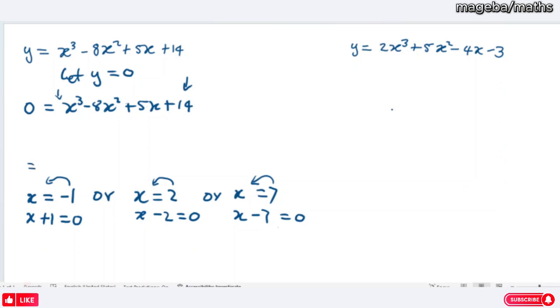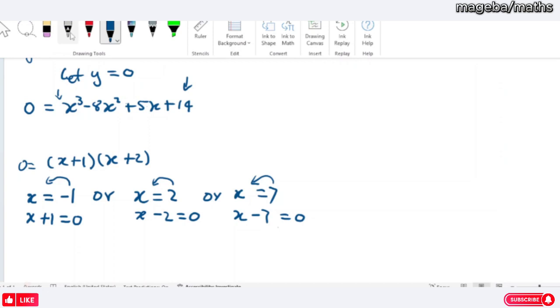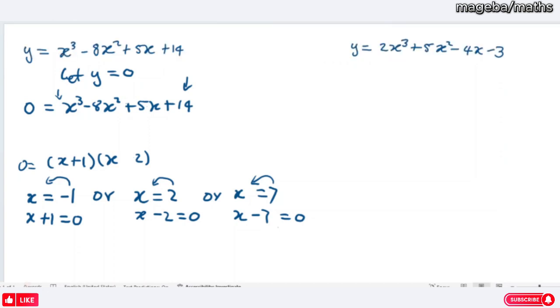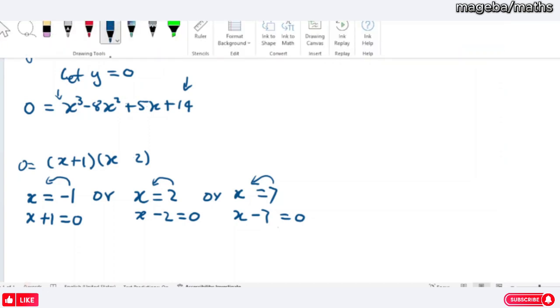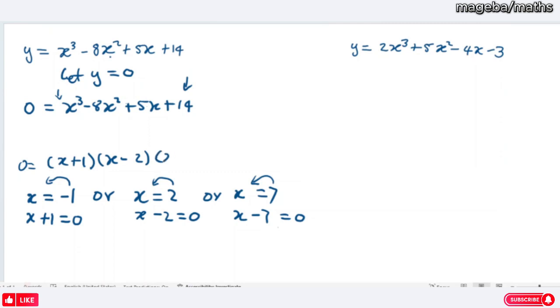You come here, this is equals to 0. This is x plus 1 into x plus 2. Oh, sorry, minus 2, into x minus 7.